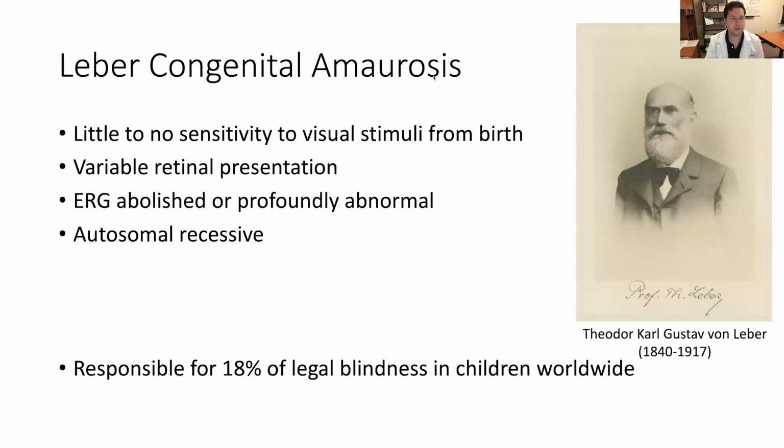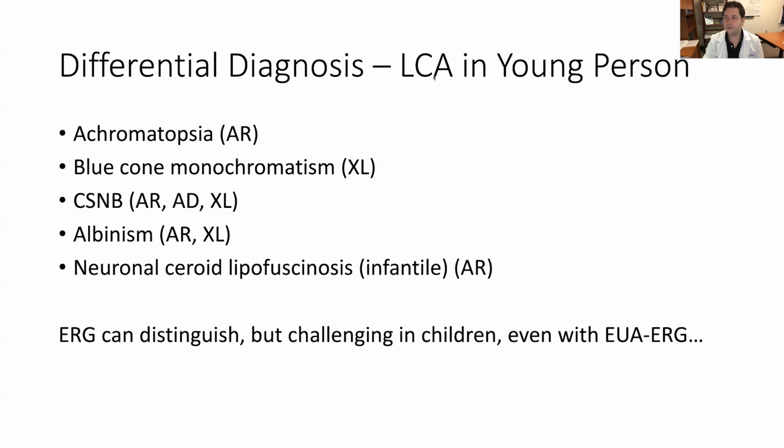Let's turn to Leber congenital amaurosis. These are patients who have little to no sensitivity to light from birth. They have a variable presentation. There's a picture of Theodor von Leber, and their ERG is abolished or profoundly abnormal from early in their life. These are primarily inherited in autosomal recessive fashion. Of course, has a differential diagnosis.